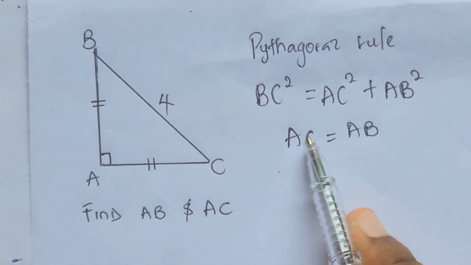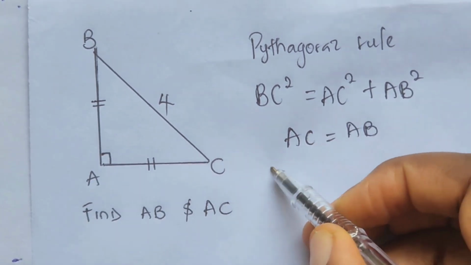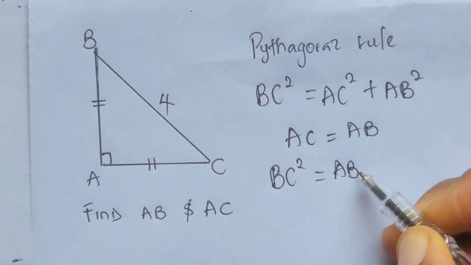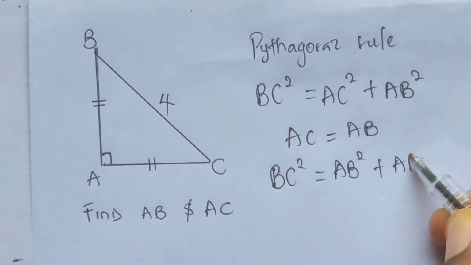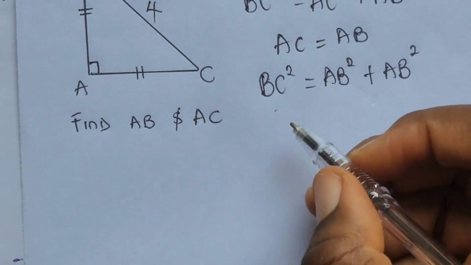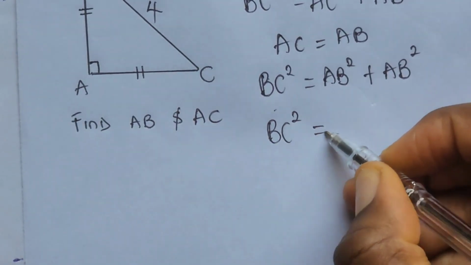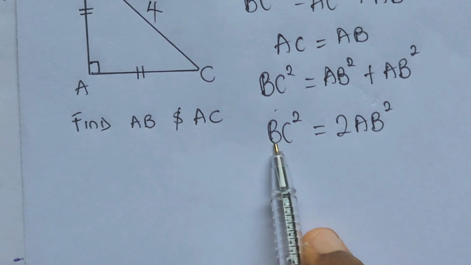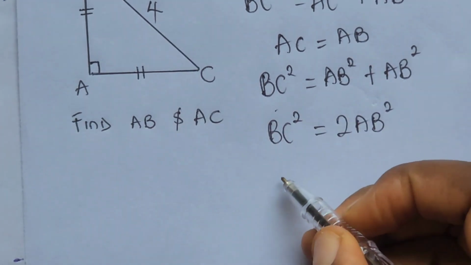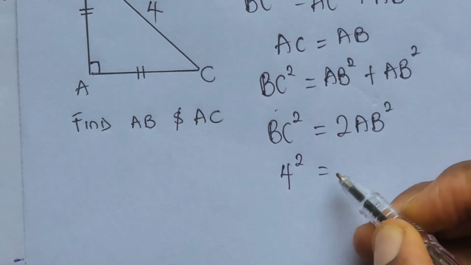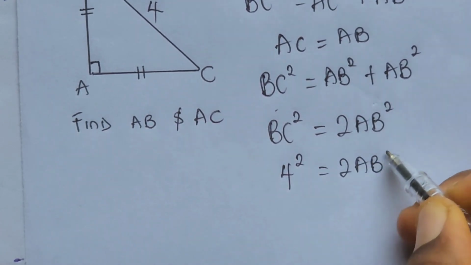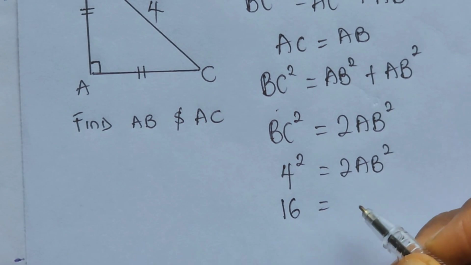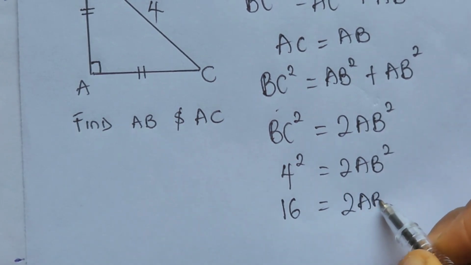So we can replace this AC here to have BC all squared to be equal to AB all squared plus AB all squared. So from here we can have BC all squared to be equal to 2AB squared. But our BC is equal to 4. So we have 4 all squared to be equal to 2AB all squared. So the square of 4 we know is 16, which is equal to 2 times AB all squared.